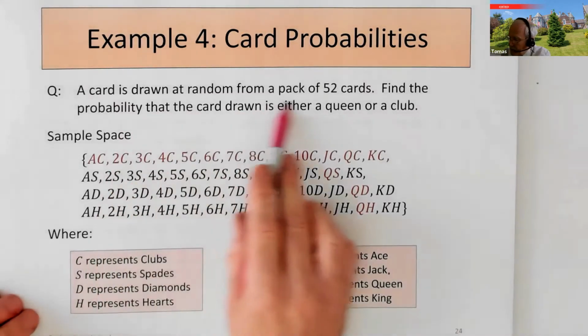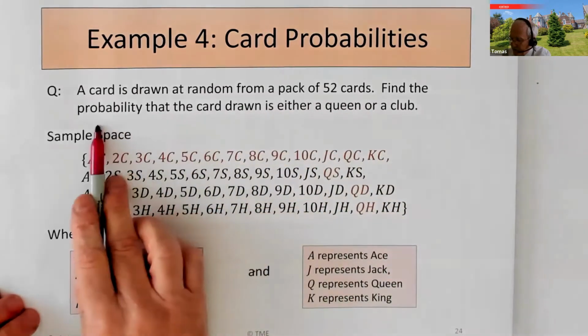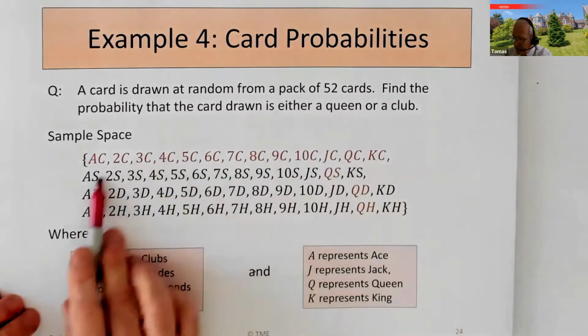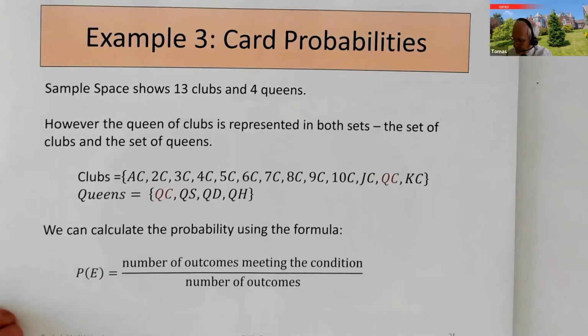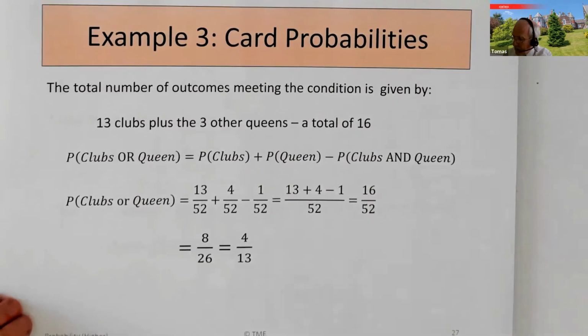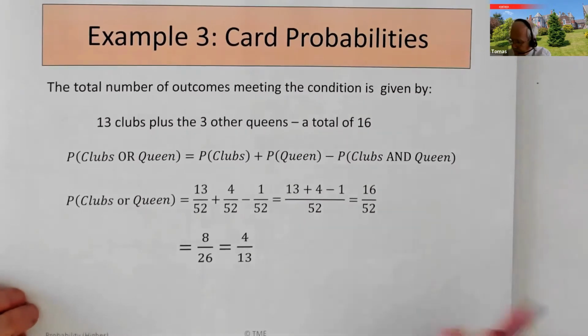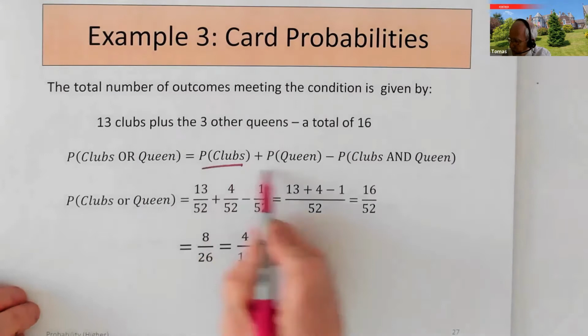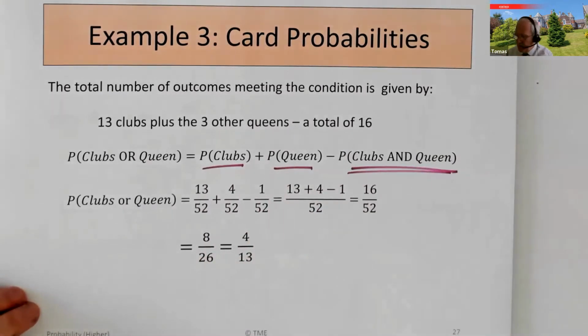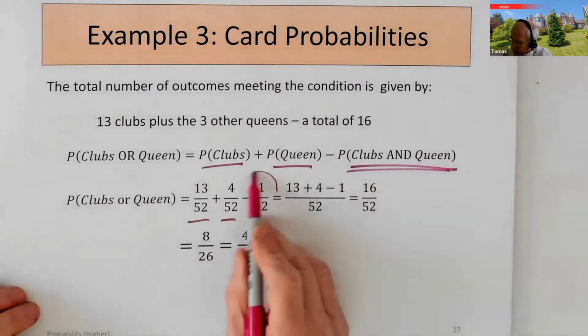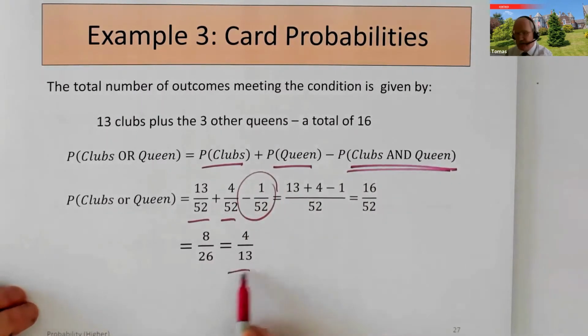Now, a card is drawn at random from a pack of 52. Find the probability that the card is either a queen or a club. Again, we're looking at this and we're saying the queens and the clubs. We calculate the formula. Are they mutually exclusive? They're not. And because they're not, we use clubs or queens minus clubs and queens. So the 13 plus the 4 minus the bit in the middle. And that's how we got that.